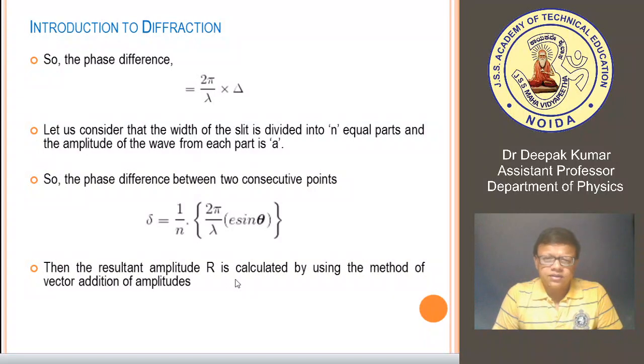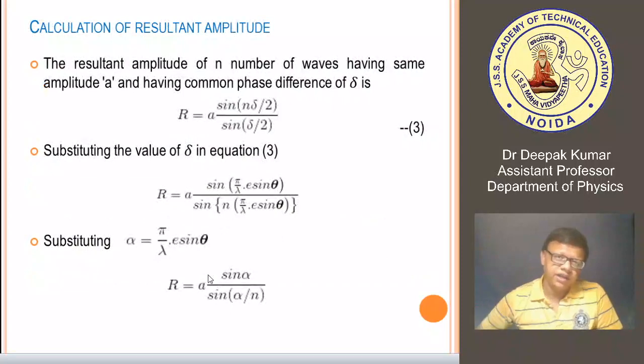Then the resultant amplitude R is calculated by using the method of vector addition of amplitudes. If there are n number of vectors which are inclined successively at an angle of delta with respect to each other, then the resultant of all such vectors can be obtained with the help of the polygon method, which we have already discussed multiple times in the class. In this particular case we can divide every vector into its x component as well as its y component, and the addition of all x components will give you a resultant x component, and the addition of all the y components will give you a resultant y component. So if you recombine both the x and the y components, you will get the resultant amplitude at that particular point.